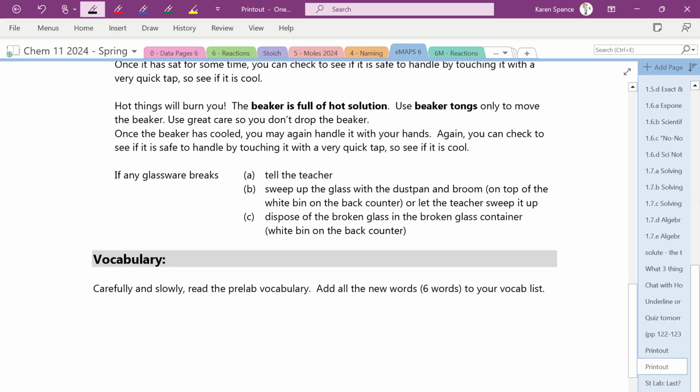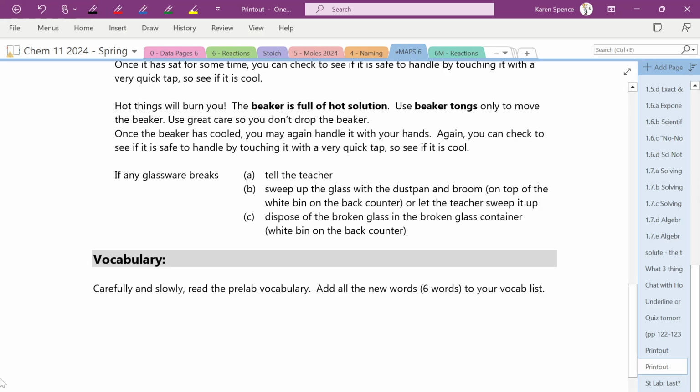Slowly and carefully read the pre-lab vocabulary. Add all new words, 6 words, to your vocab list. We're not making a vocab list. Okay? You guys already have a vocab list. Do you remember the one with the pretty pictures? It's long. It's color pictures. Okay, if you've lost it or something, let me know. The solution stuff tends to be towards the end of that package. All right, so that's your homework, that and that.